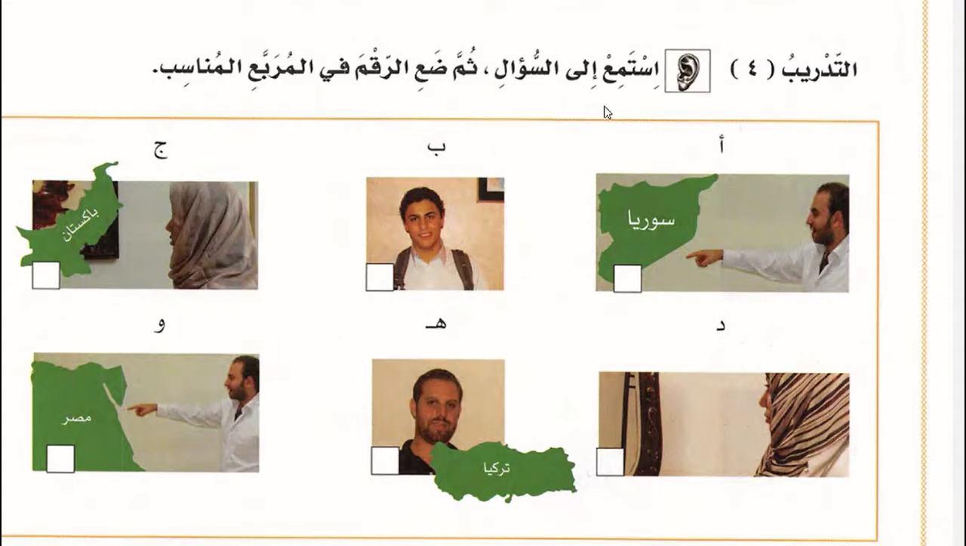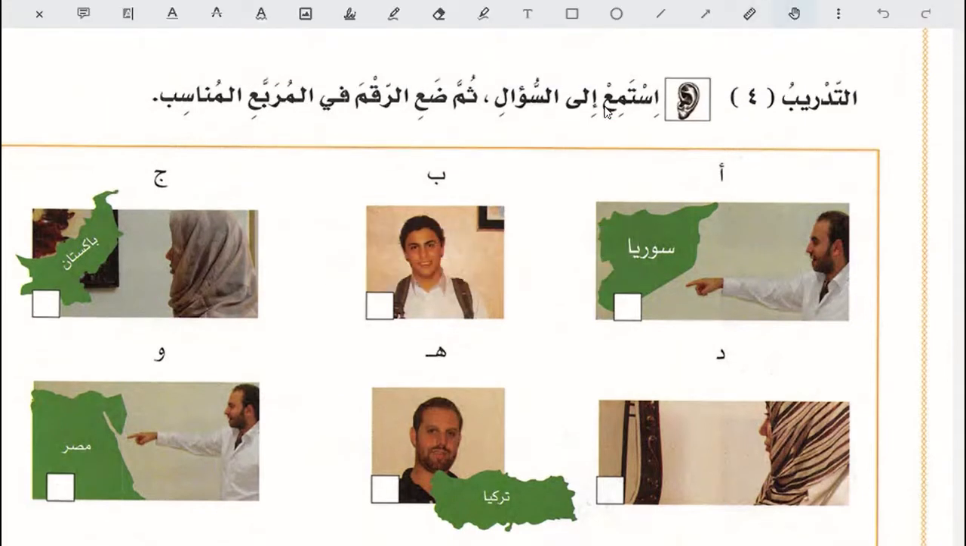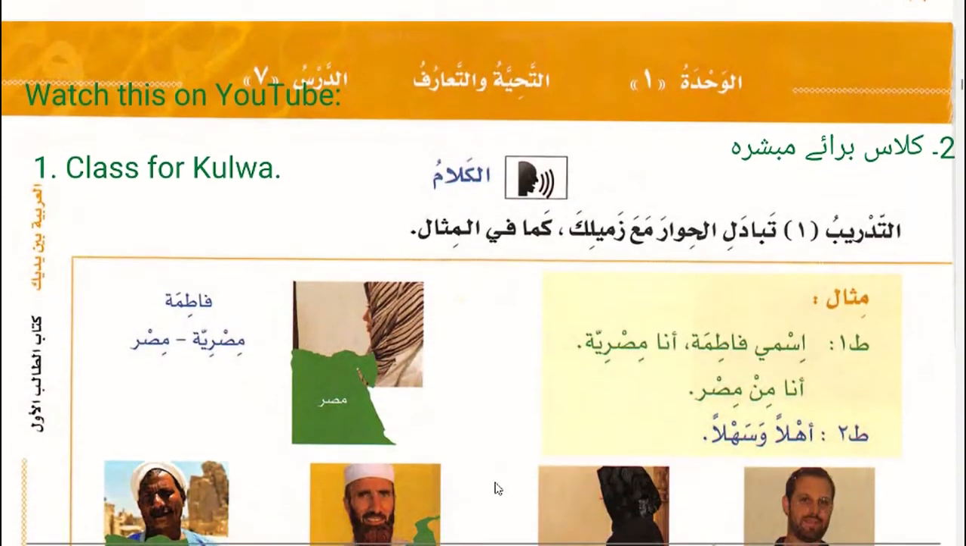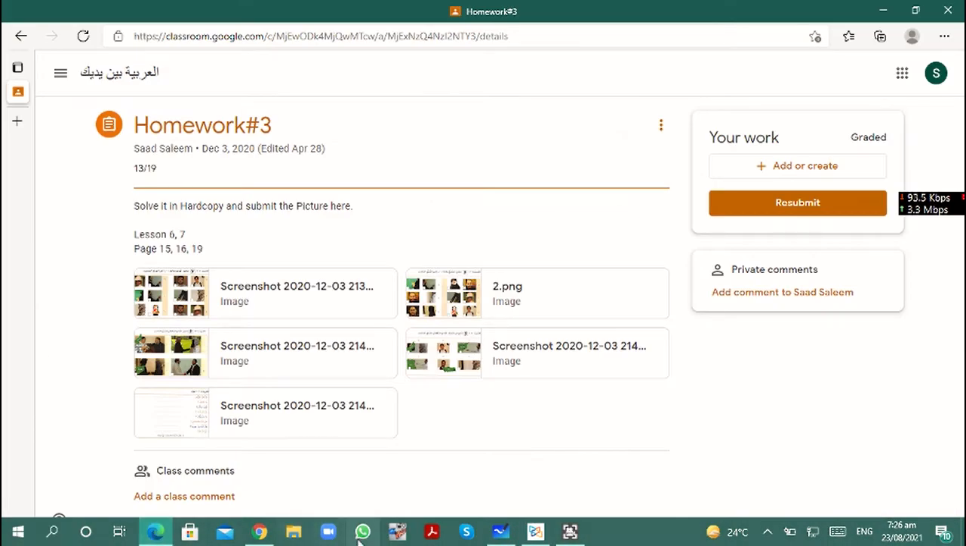Let's suppose the first question he asks is hal haza talib, which means is this a student. So in this picture we see a student, so you write wahid here. Then let's suppose he asks hal haza misri, is this an Egyptian man. So in this picture we see something about Egypt, so you write isnan here. Then let's suppose he says hal hazihi pakistaniya, is this a Pakistani lady. You will write thalatha here. In this way you will watch the video and do it according to the video. You will find the video in Google Classroom, homework number 3.